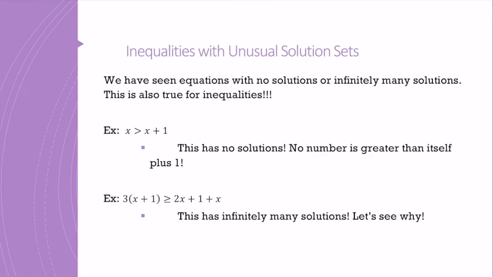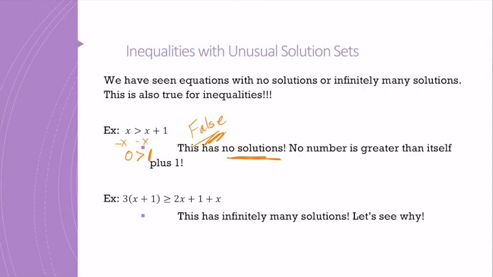There are some inequalities with unusual solution sets. So for example, x is greater than x plus 1. Let's see why this has no solutions. 0 is greater than 1 is what happens when I combine my variable terms. Is this a true statement? Is 0 greater than 1? No, it gives us a false statement. If you end up with a false statement, there are no solutions.